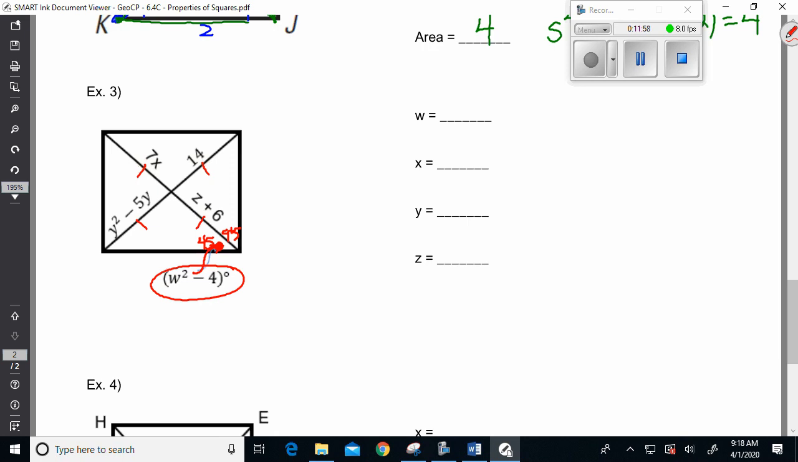Let's start with the W and get that out of the way. To find W, you would take W squared minus 4 and set it equal to 45. That's our setup for the W. Now we're essentially just solving out the problem. Add 4 to both sides. You get W squared equals 49. Then you take the square root of both sides. W equals 7. There's your first answer.